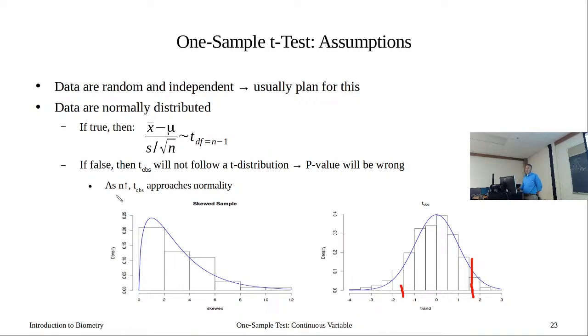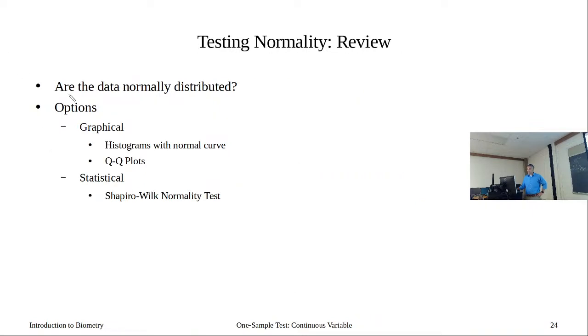Fortunately, as our sample size goes up, our t observed starts to approach normality, even if we are skewed. So the benefit of a large sample size is that it helps us get to normality and avoid some of these problems. So what do we do when we want to run a t-test? We have to check normality.